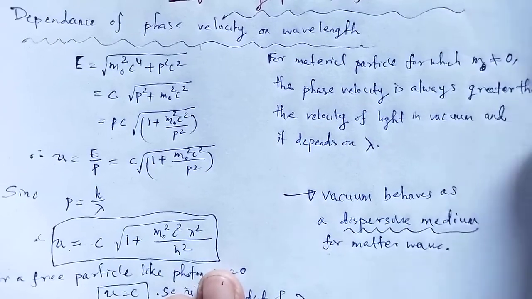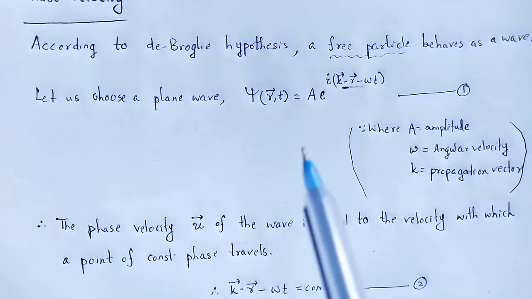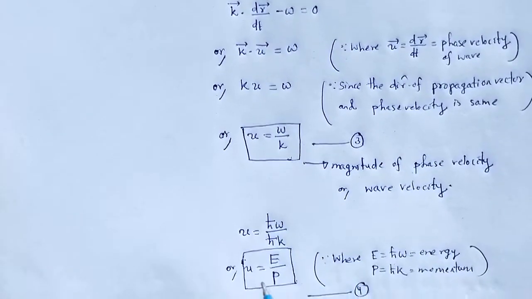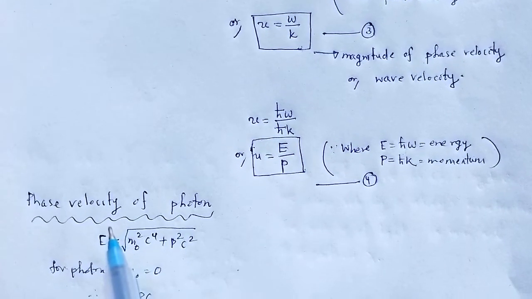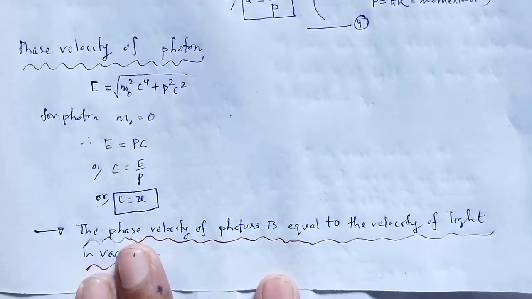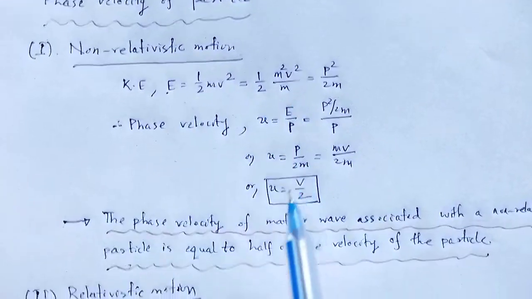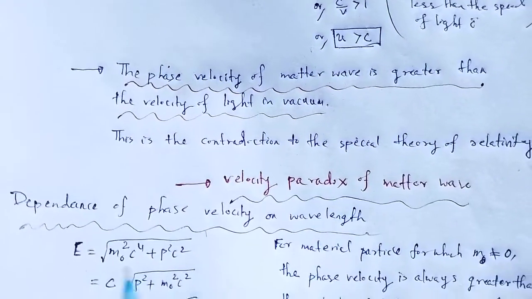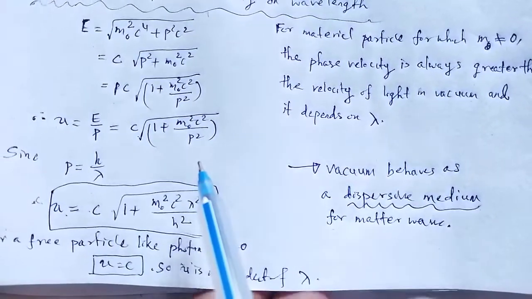So, with the help of this video lecture, we understand the concept of phase velocity, the relation between phase velocity in terms of energy and momentum. We treat it as the phase velocity of a photon, then the phase velocity of a material particle for non-relativistic motion and relativistic motion, and finally the dependence of phase velocity on wavelength. We conclude these things.